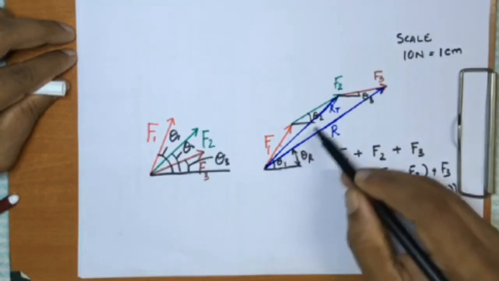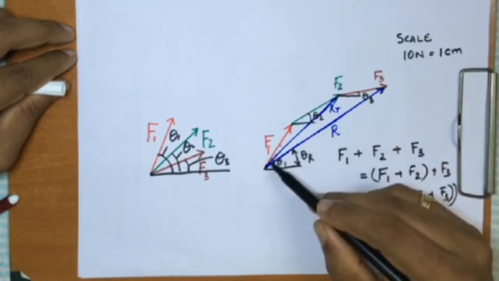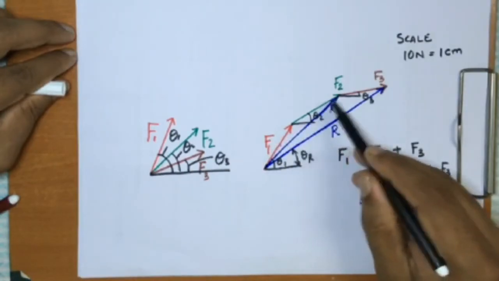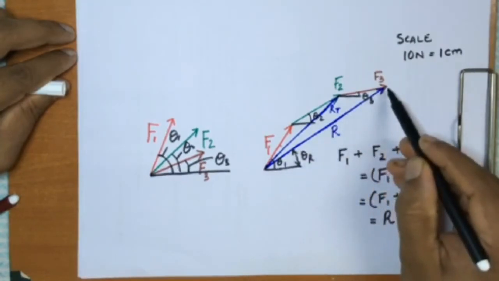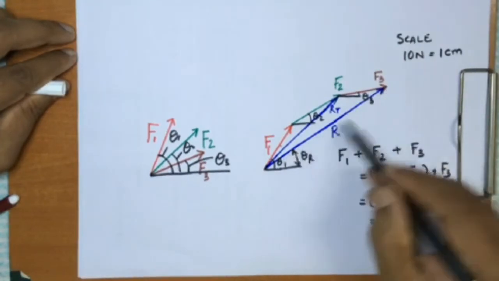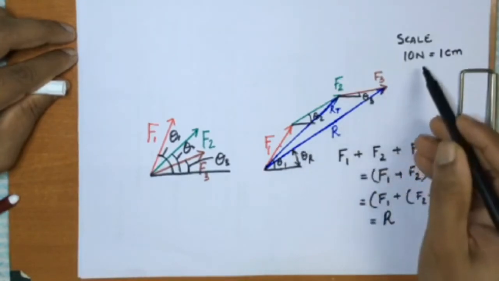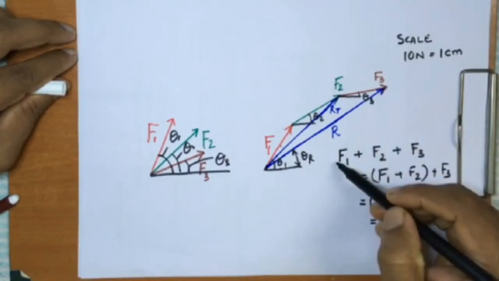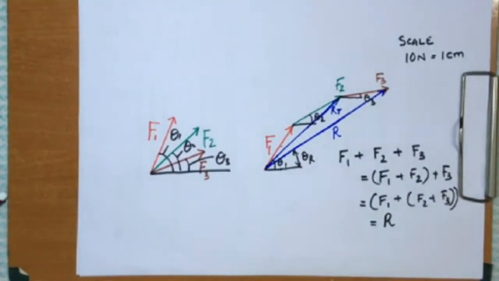I will not tamper with the theta angles. The theta angles would remain the same. The scale must be uniform, that is, the scale that I use for F1 should be used for F2 and for F3. Finally, you just have to measure this resultant force R using a scale, and when you multiply it with the scale, you get the answer. That is the simplest way to find the graphical solution of the resultant of forces.